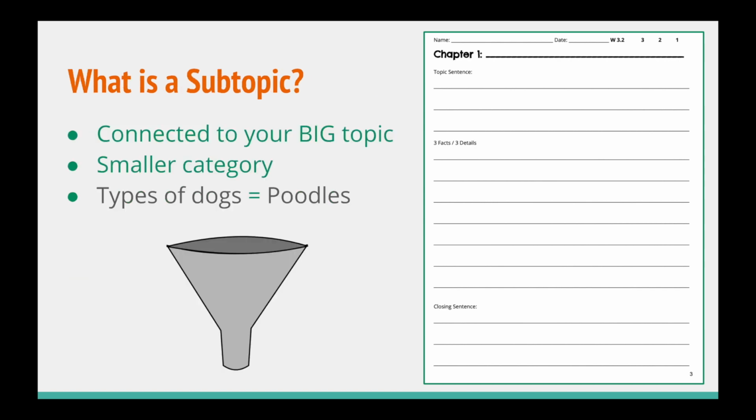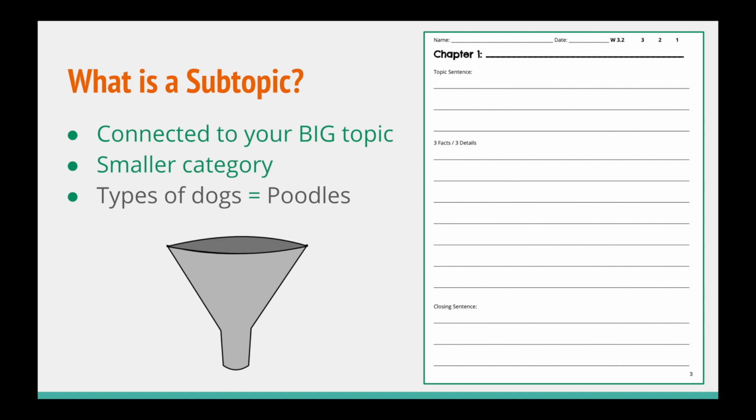A subtopic is connected to your big topic, but it's more like a smaller category. For instance, if your big topic was types of dogs, then your subtopic would be poodles. For me, my big topic is how to take care of cats. So my subtopic is going to be just one teeny tiny part of how to take care of your cat.